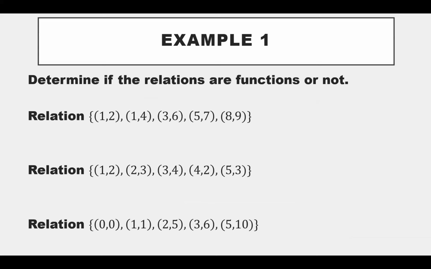So let's take a look at this example number 1 and determine if these relations, which are all in ordered pair notation, could represent functions or not. Let's look at the first relation. We have the ordered pair (1, 2), the ordered pair (1, 4), the ordered pair (3, 6), the ordered pair (5, 7), and the ordered pair (8, 9).